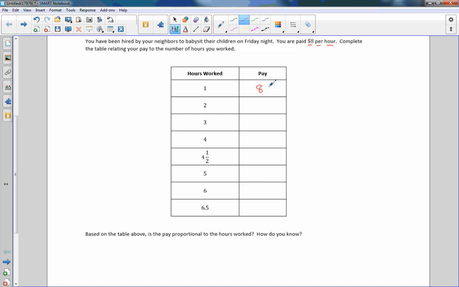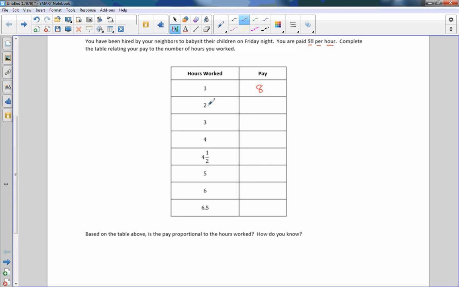2 hours. You can either do two times the hourly rate or just add eight to this one because it's 1 more hour. We can't do that for every row, because you have to be careful here. We're not going 1, 2, 3, 4, 5. It went to 4.5, 5, 6, then 6.5. So I don't want to just keep adding 8 each time or it'll be wrong.